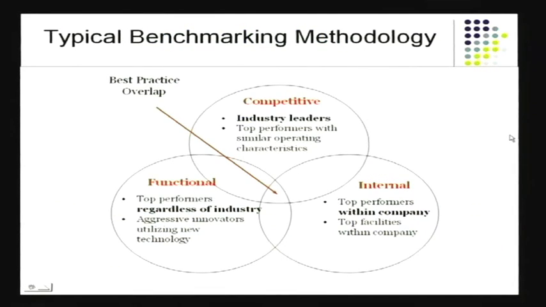What sort of different types of benchmarking methods are there in the practicing world today? There is something that we call comparative benchmarking. Basically, there you look at other people who are also in the same kind of business, and you try to identify industry leaders. These are the people who are far ahead in the game, and they are the top performers with very similar operating characteristics. So if you produce pens, there may be other guys also producing pens. If you produce bottled water, there may be other people doing exactly the same.